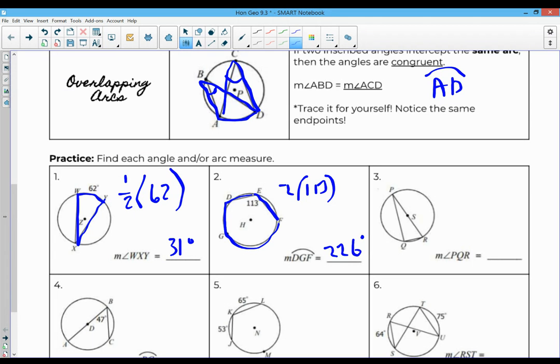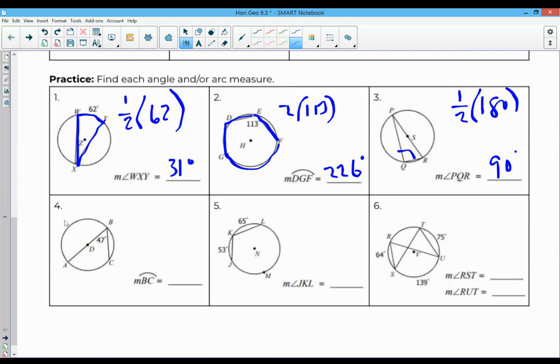Okay. And now this looks like the diameter. So since that's the diameter, I know that that's going to be 90 degrees because that's going to be half of the 180. All right, you can pause and try these on your own, or you can just keep listening to my beautiful voice. Whatever works. So we are looking for the measure of arc BC.